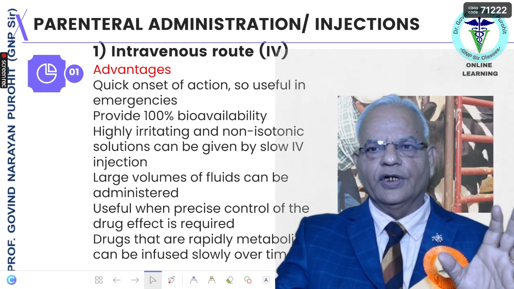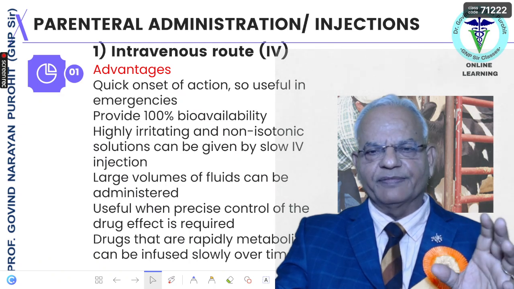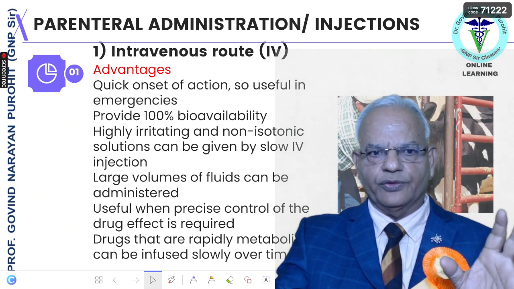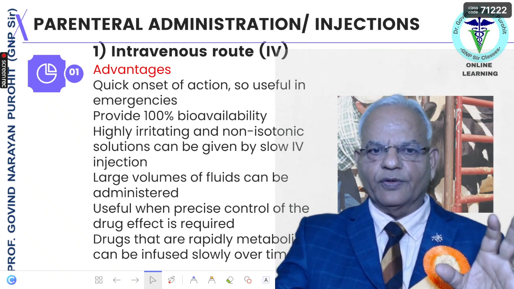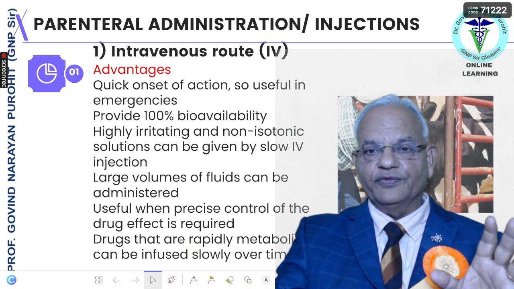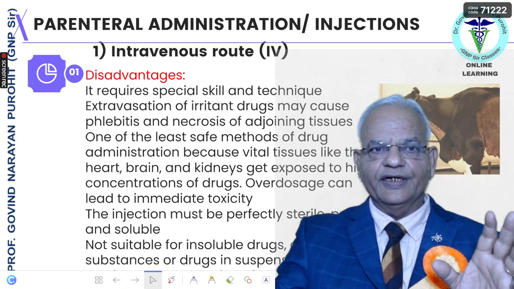Say if you want to go for fluid replacement, the animal is dehydrated, you want to administer 10 liters, 20 liters, then you can administer by intravenous route. Useful when precise control of the drug is required, and drugs that are rapidly metabolized can be infused slowly over time. So these are the disadvantages.